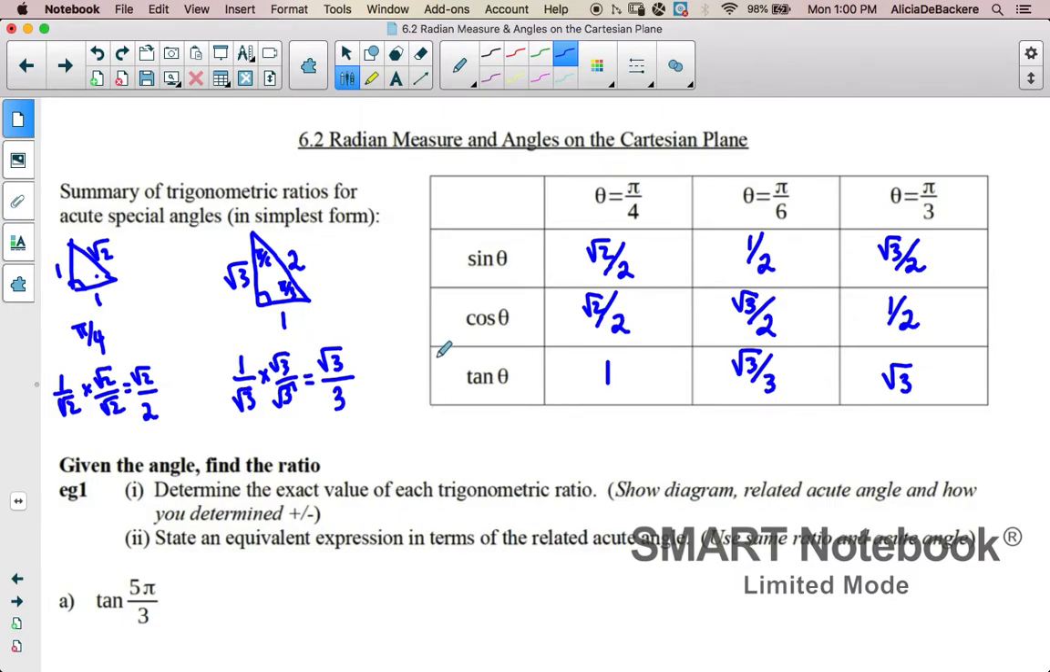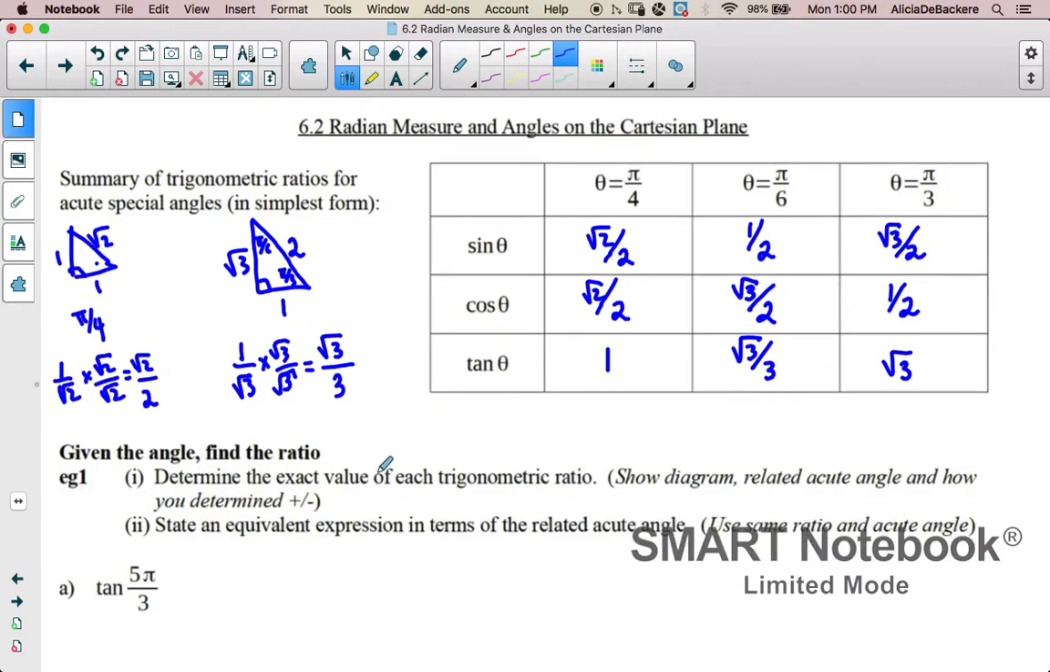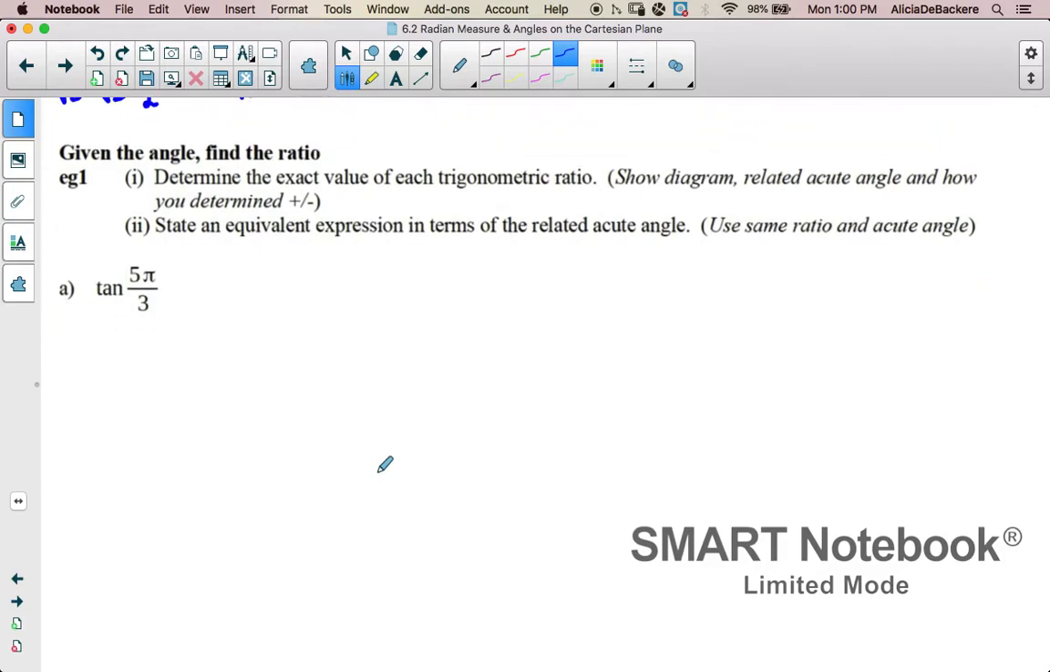All right, moving on to example 1. Example 1 is when I'm given the angle and they ask me to find the ratio. So they're always going to tell me which ratio to find, sine, cos, or tan. Sometimes they'll throw in a reciprocal ratio, like cosecant, secant, or cotangent. But they're going to tell me which ratio, and then they're going to give me the angle. And my job is to actually find the answer, which is the ratio of the side lengths opposite, hypotenuse, and adjacent.